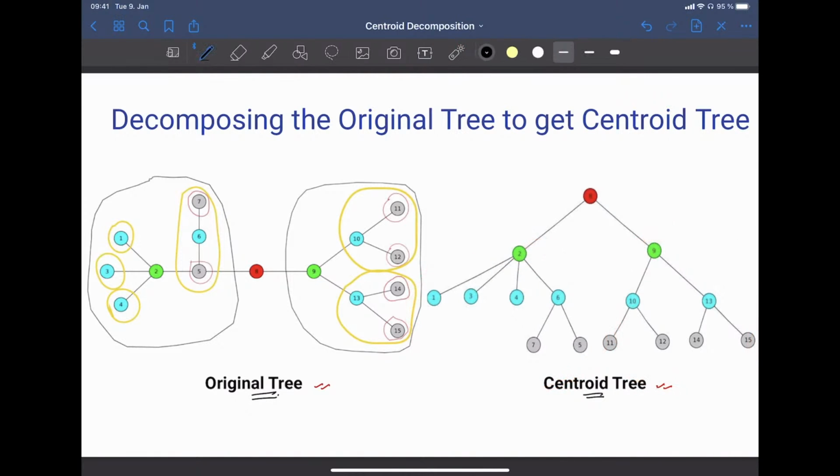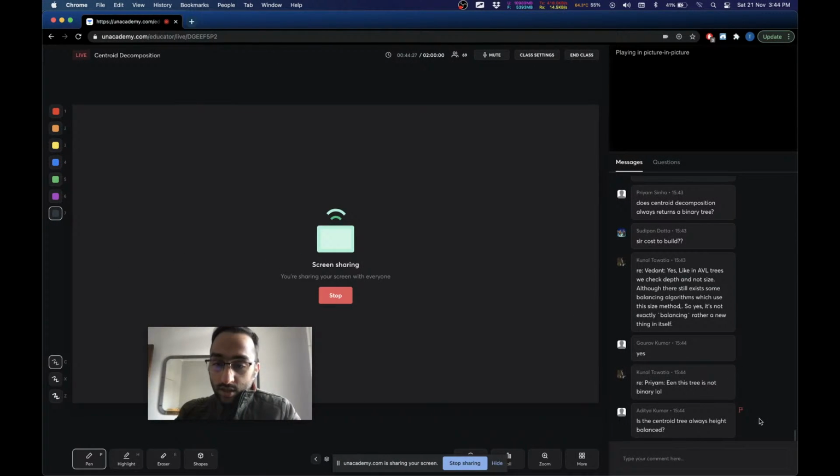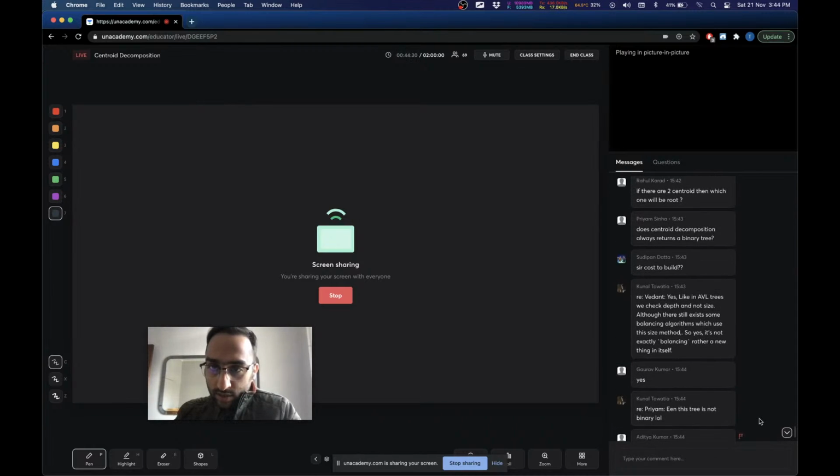Every node which lies in this particular subtree of the centroid tree also lies in the same subtree of the given centroid in the original tree. For example, node 6 lies in the left subtree of node 8 in the original tree, and node 6 also lies in the left subtree of node 8 in the centroid tree. So this is a similarity. Let's come to the properties of the centroid tree later on. I think there are some more doubts.